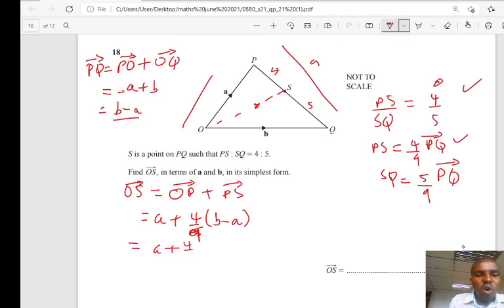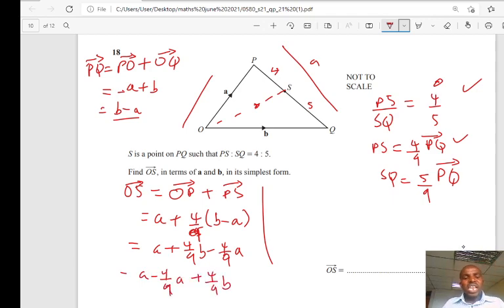a plus 4 over 9 b minus 4 over 9 a. Collect like terms in a. a and b are our main vectors. So you can say a minus 4 over 9 a plus 4 over 9 b. 1 minus 4 over 9 is 5 over 9, right? So this one will be 5 over 9 a plus 4 over 9 b. That will be your final answer.